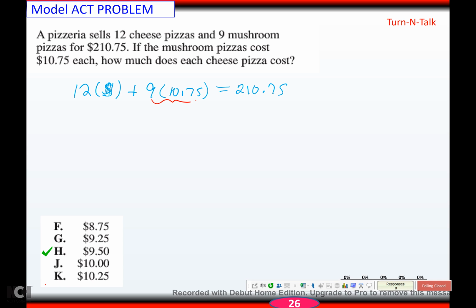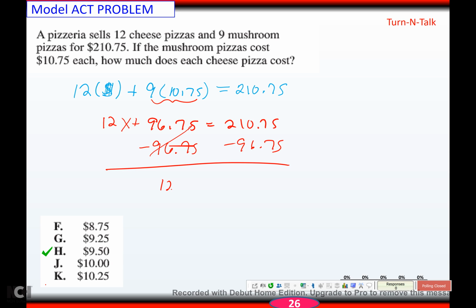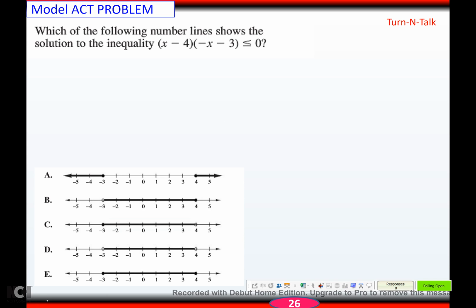Well, if I multiply first, I get 12x plus 96.75 equals 210.75. Take away 96.75. I get 12x equals 114. Divide by 12. I get x equals 9.50. Okay. All right, try this one. Hit pause. Come back when you're ready.